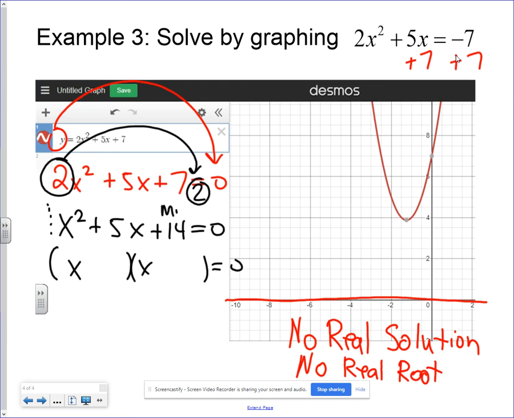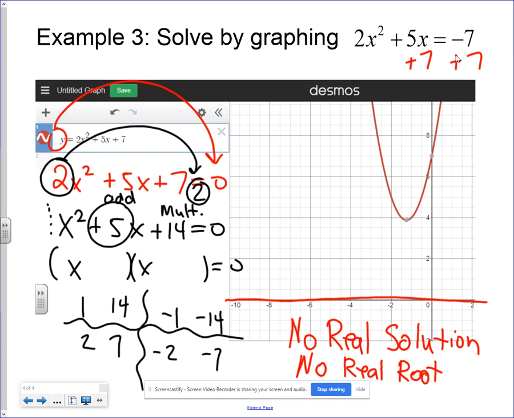What two numbers multiply to be positive 14 and add to be 5? Well, factors of 14 are 1 and 14 and 2 and 7. Or you could do negative 1 and negative 14, negative 2 and negative 7. Do any of these combinations give you 5? Nope, this gives me 15, this gives me 15, this one gives me 9, this one gives me negative 15, that gives me negative 9. I can't get positive 5, so I can't factor it.